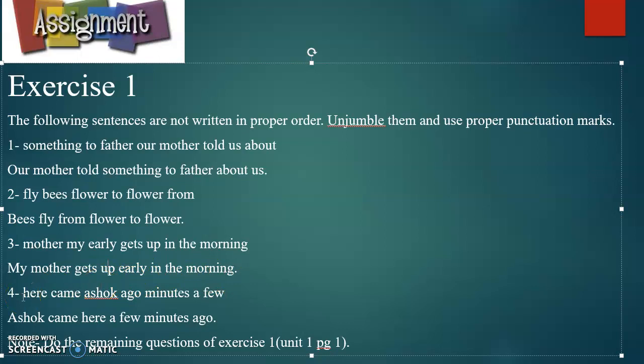Here, again, we will do: here, came, a, so, ago, minute, a few. Earlier, how we have done, again, we will do that. Ashok came here a few minutes ago.